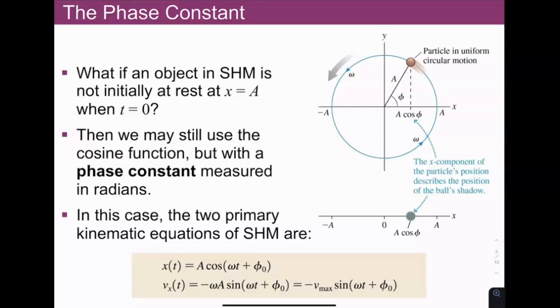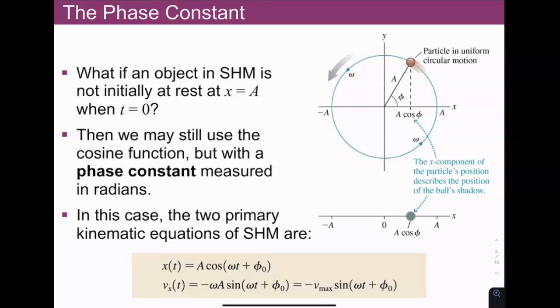The phase constant. What if an object in simple harmonic motion is not initially at rest at x equal A when t is equal to 0? Then we may still use the cosine function, but with our phase constant measured in radians.